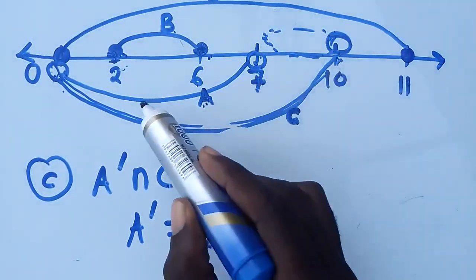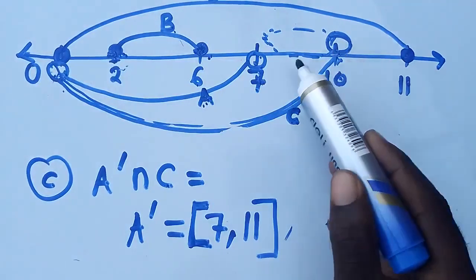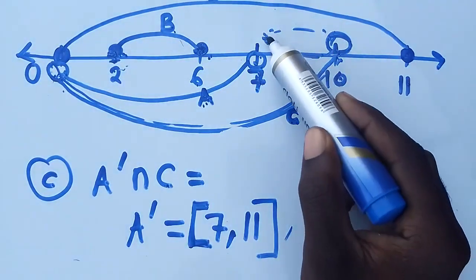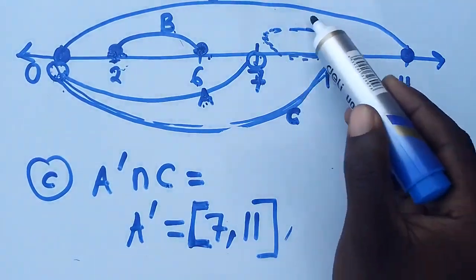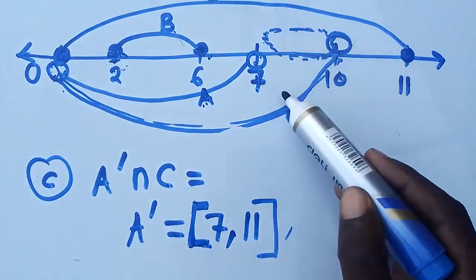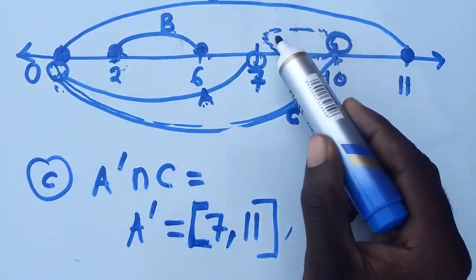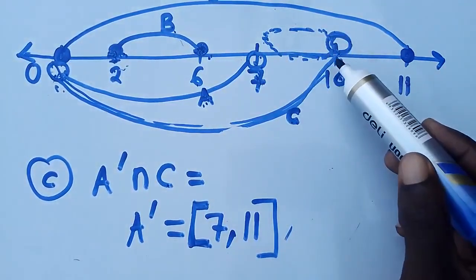This is ending at 10. C is ending at 10. This one is starting at 7 to 11. So this is the part where we've got common numbers. This is the intersection part. 7 to 11, 0 to 10. This is the part where they are intersecting.